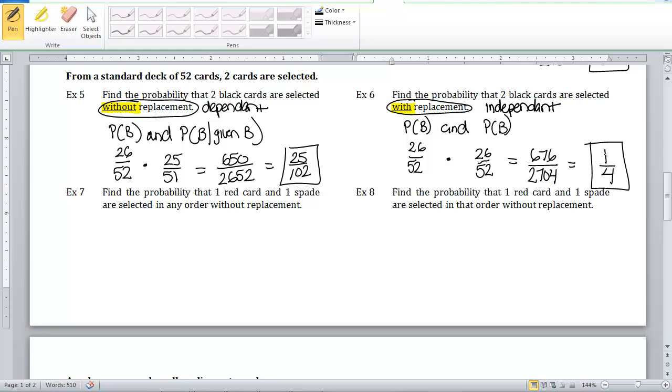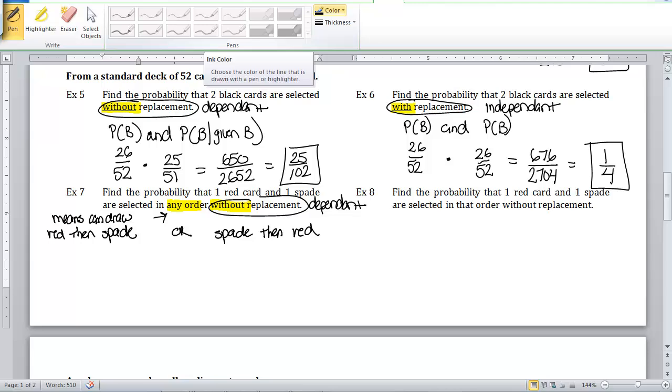In example 7, I want to find the probability of getting one red card and one spade in any order without replacement. So there's two special things going on here. Because it is without replacement, this is going to be dependent. The other special thing going on here is it says we can select them in any order, meaning we have to account for drawing the red card first and then the spade, or drawing the spade and then the red card. So that means we're going to have to do two different calculations here.